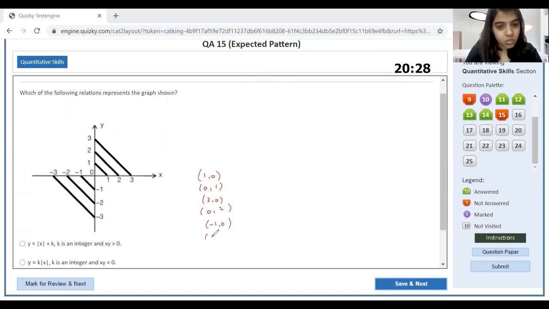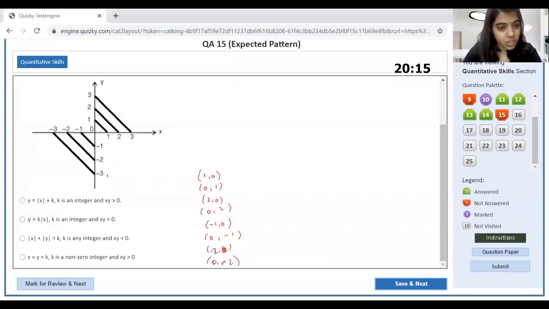Minus 1, 0, 0, minus 1, and minus 1, 2, 2, minus 1, minus 2, 0, 0, minus 2. So this is how it's going. Let's see which satisfies.